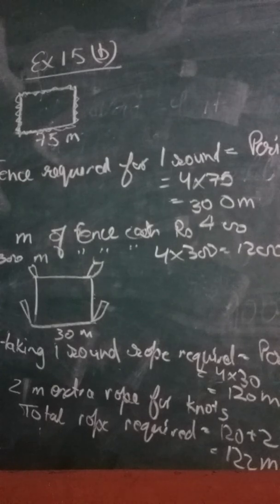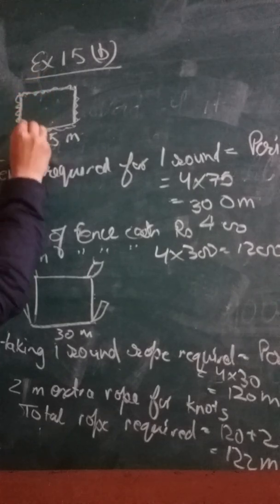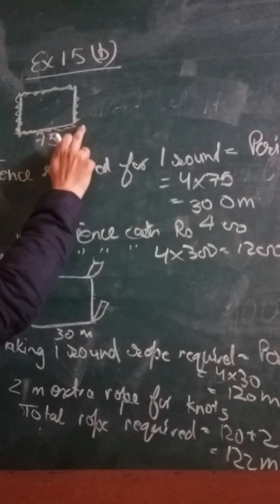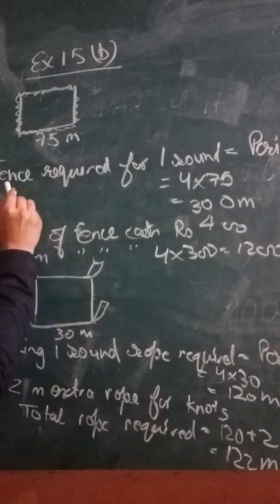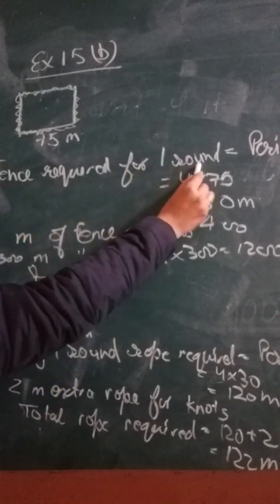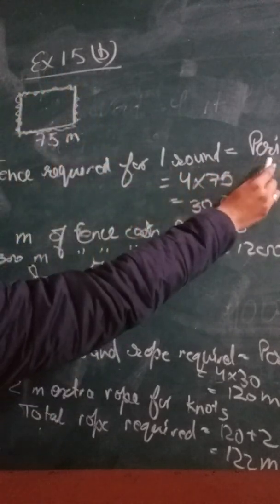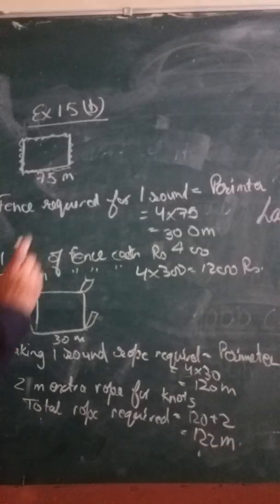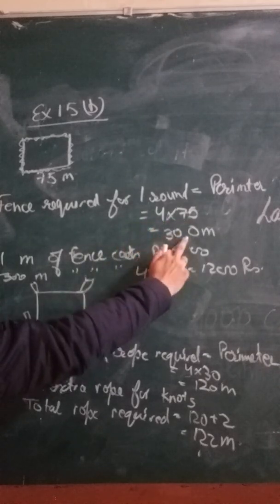Okay, first let's find out how much fence is required. How can we take out the total length of fence required? It is being erected on all the four sides. That means we will find out the perimeter and that will give you the total fence required. Fence required for one round, because it's being erected around one round only, is equal to the perimeter. So what is the perimeter of the square? It is 4 into side, 4 into 75, that gives you 300 meter.